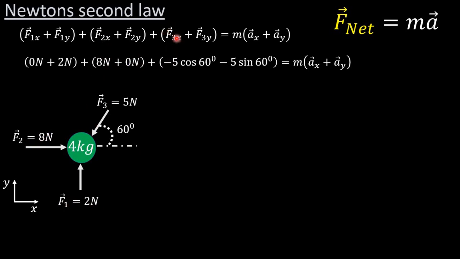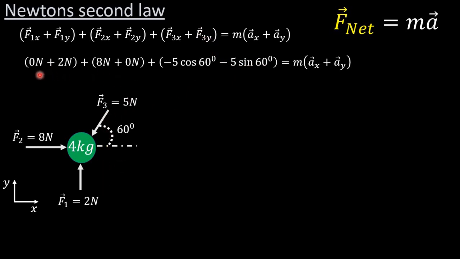So force 3 in the x direction is going to be minus 5 cos 60 degrees, because that component in the x direction would be acting to the left. And force 3 has a component in the y direction of minus 5 times sine 60. That is also going to be negative because that component is acting downwards in the negative y direction.